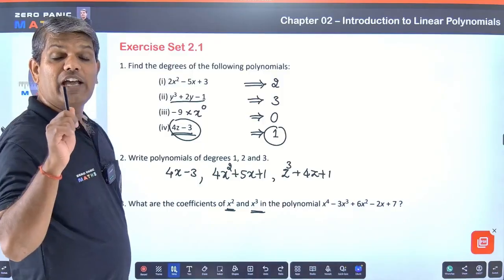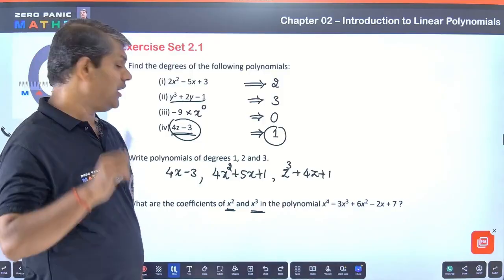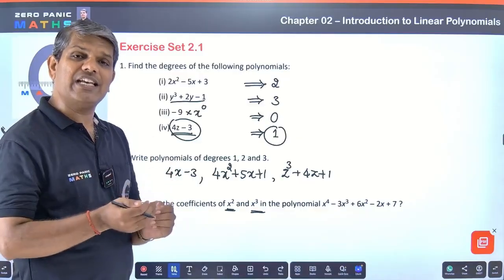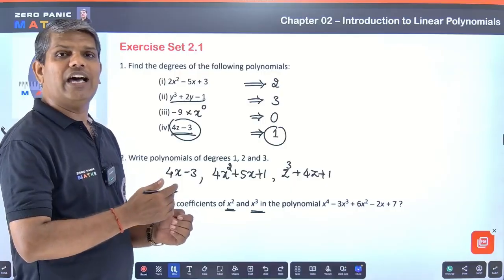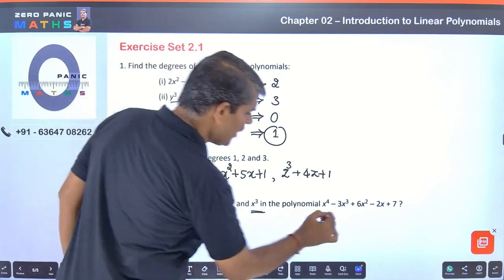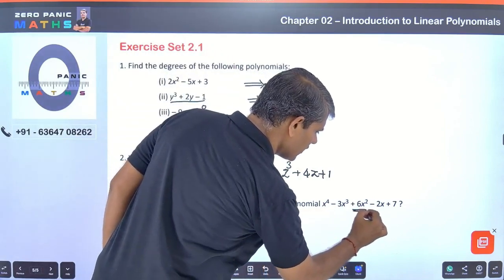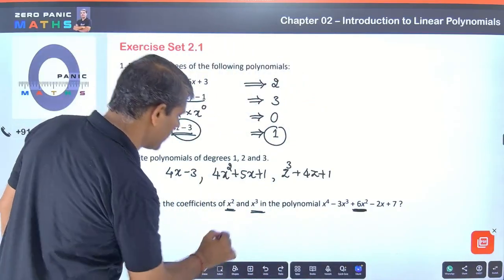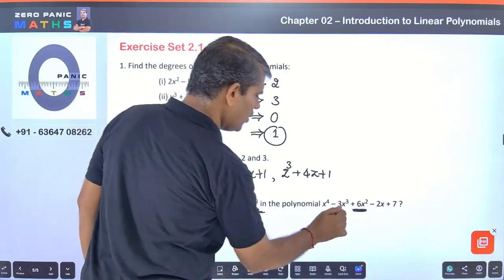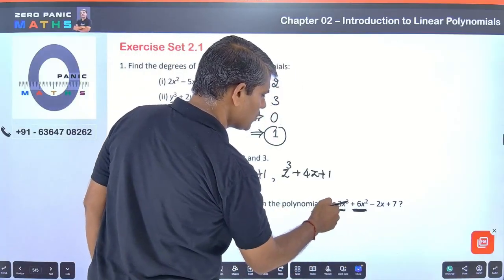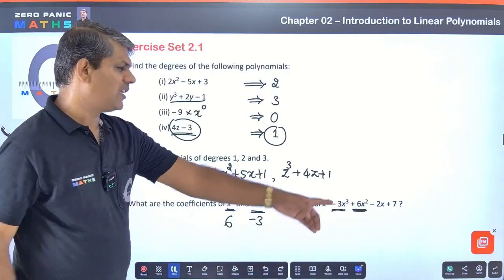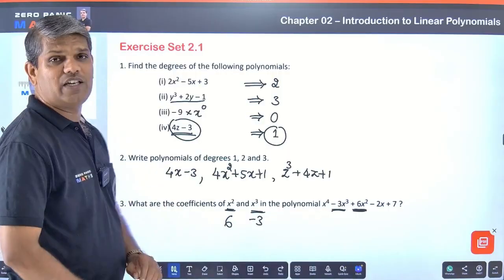Okay, and I already told you in the very beginning that while considering the coefficients, you should be very careful. You should consider them along with the sign also. So what is the x square term here? What is the coefficient of x square? That is 6, with a plus sign. What is the coefficient of x cube? X cube's coefficient is minus 3. So 6 and minus 3 are the answer for the third question.